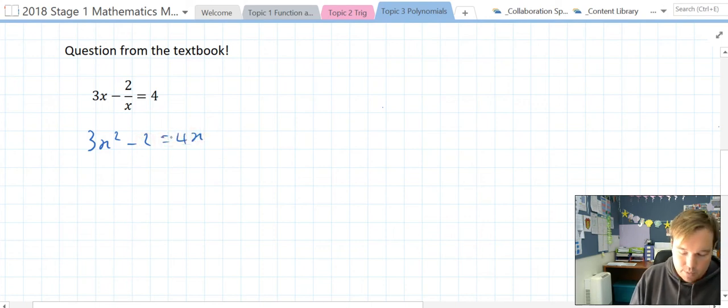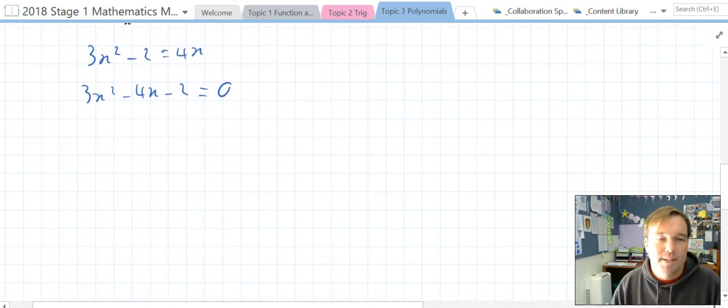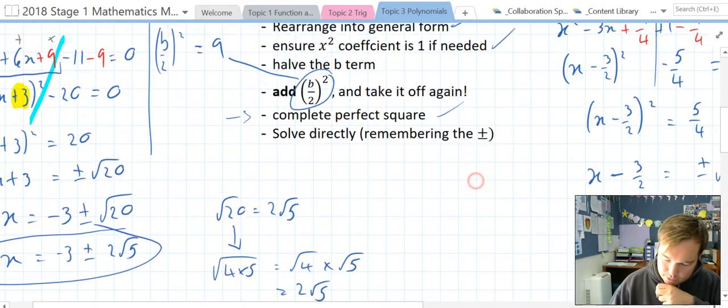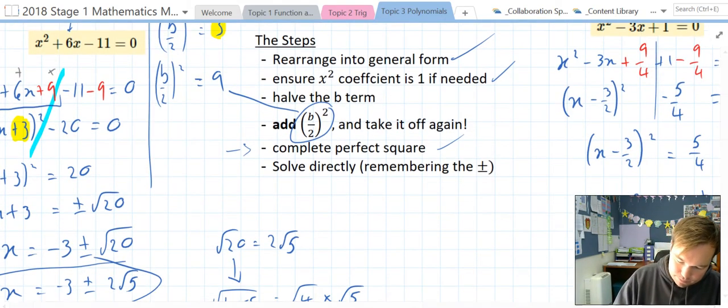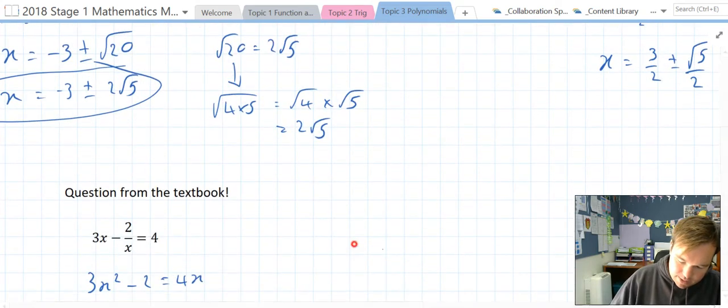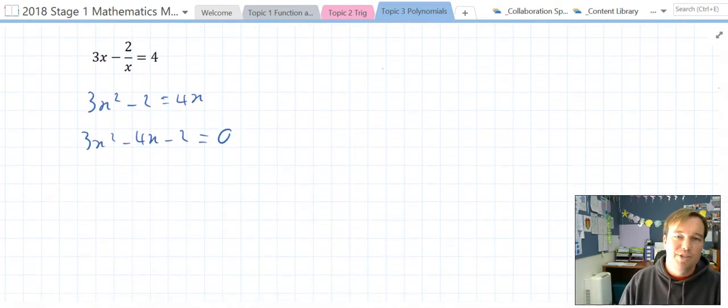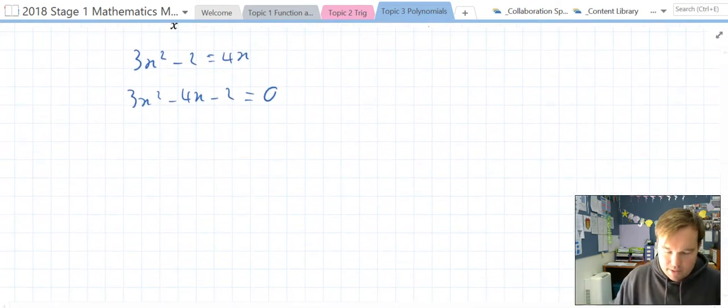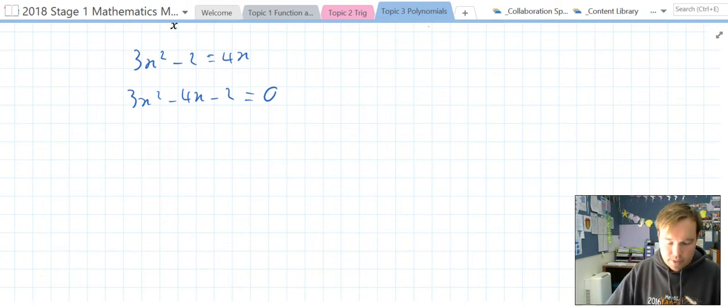Then chuck everything on one side. So 3x squared minus 4x minus 2 equals 0. And here's where life gets really nasty, because we haven't had to do this step before. Ensure the x squared coefficient is 1. Down here, the x squared coefficient is not 1. Alright, so how do we ensure it's 1? Well, we ensure it's 1 by removing a factor of 3.